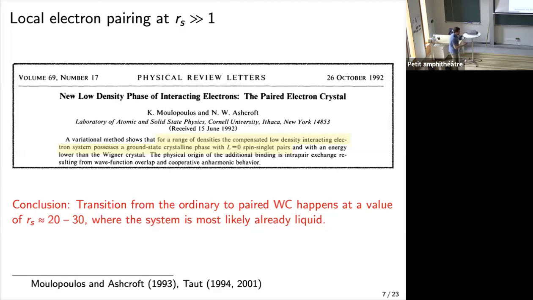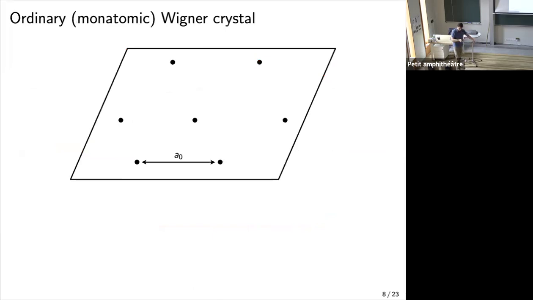And this, I think, was a sufficiently interesting proposal that I'd like to explain to you, at least briefly, what the underlying mechanism is for making such pairs of electrons. Okay, so let's get into that. Actually, before discussing the paired electron crystal, let me tell you how I would like us to think about the ordinary, or I'll call it monatomic, Wigner crystal.